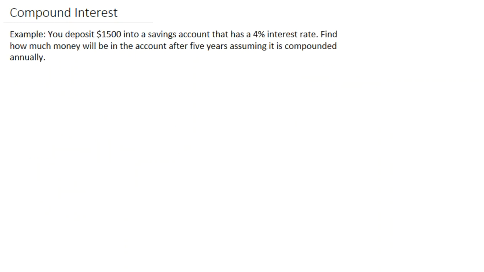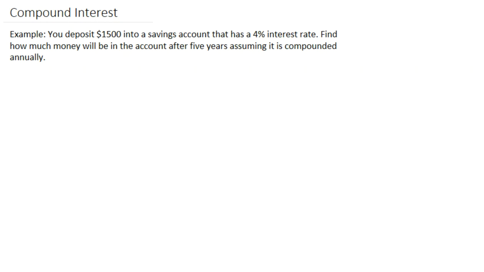Alright, here is a problem for us to work on. You deposit $1,500 in a savings account that has an interest rate of 4%. Find how much money will be in the account after 5 years, assuming it is compounded annually. Now, with this problem, we're also assuming that you're not going to make any withdrawals. So this is assuming you put the money out there and you just leave it to grow.